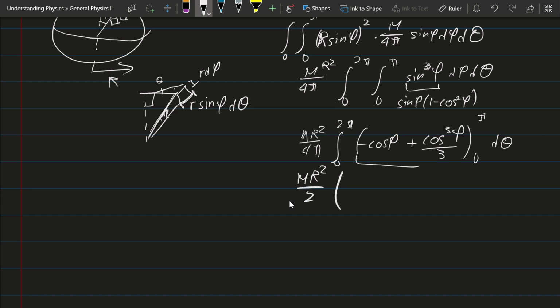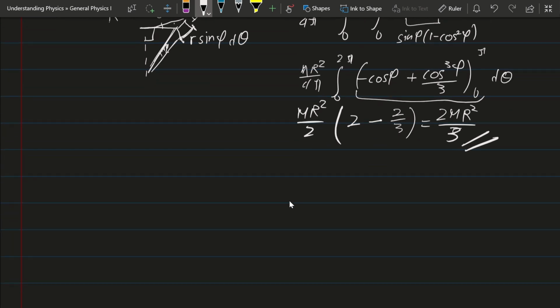Multiply that by the evaluation of this guy. So plugging in pi, it will be 1. Putting 0, it would be negative 1. So the total will be 2. While in here, it's negative 1 minus 1, so it's 2 over 3. So it's 4 thirds. So this will simplify to 2 mr squared over 3. And this is the moment of inertia for a hollow sphere.